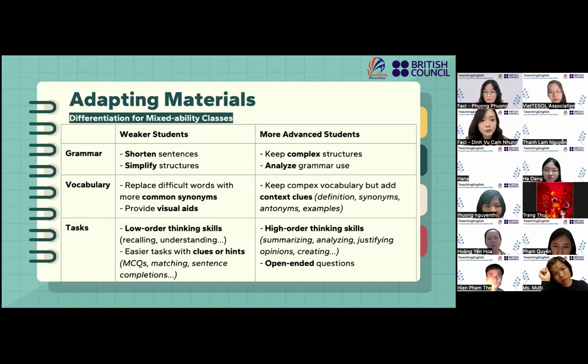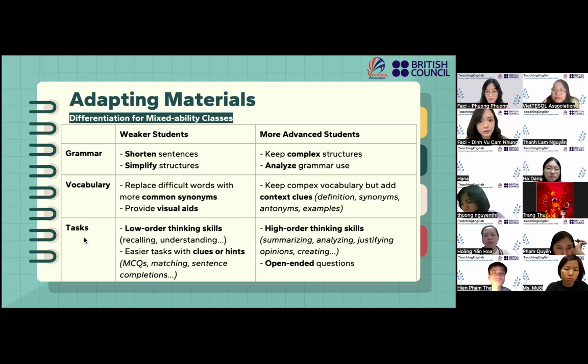So for the grammar, for weaker students, they need shortened sentences, okay? Shorter sentences, not too many clauses in one sentence. Simplify the structures, okay? If you know that your students haven't been able to understand passive voice or conditional sentences, don't use them in your text, okay? And for more advanced students, keep complex structures and maybe ask them to analyze the grammar structure.